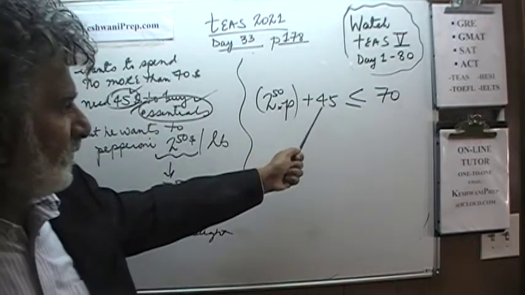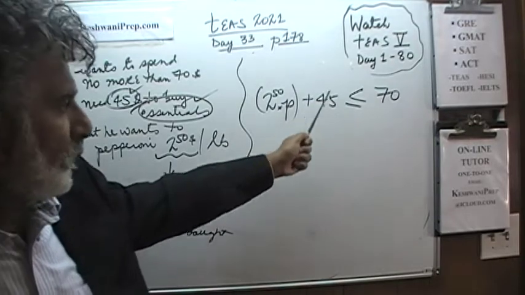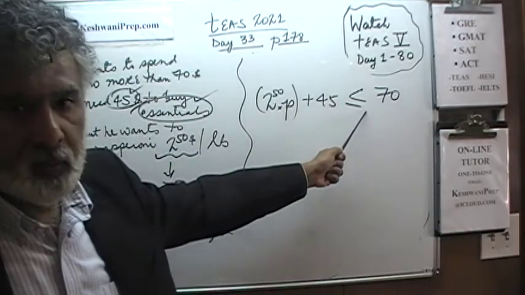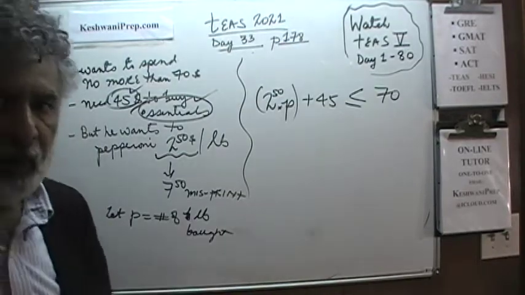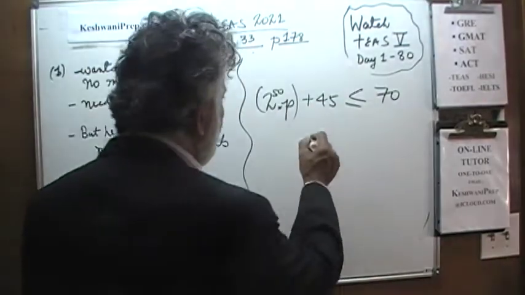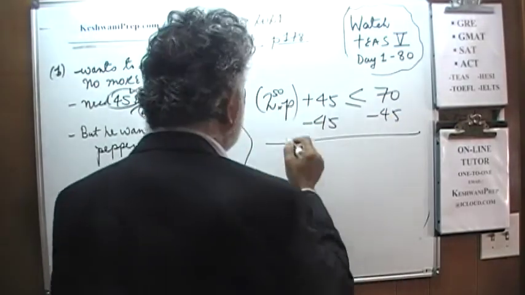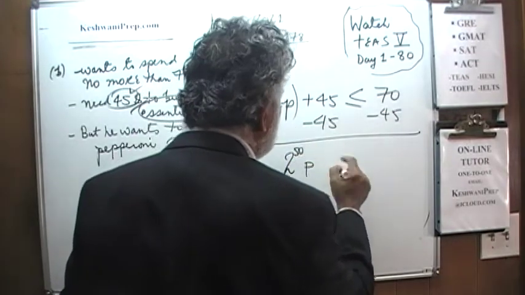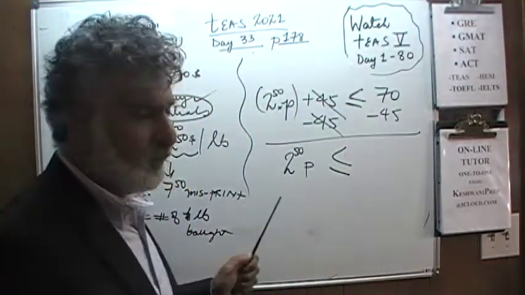The amount of money that we're going to spend on the essentials plus the amount of money that we're about to spend on pepperoni, that total, that grand sum, has to be no more than 70 or less than or equal to 70, same thing. Now we solve for it just like you would solve an equation. Let's subtract 45 from both sides. 2.50 times P is going to come down, and this less than or equal to sign is going to come down. This 45 cancels out.